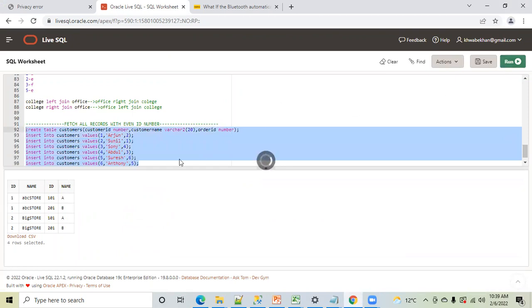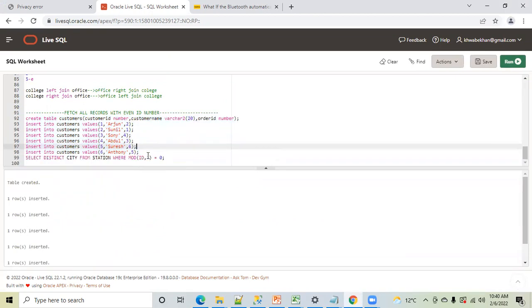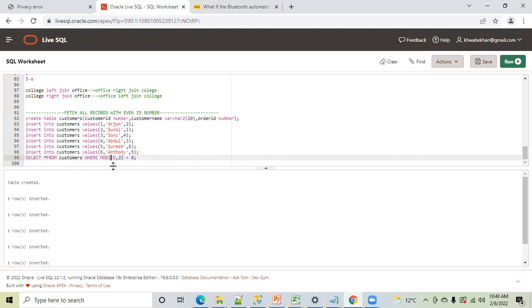Okay, so now I'm creating a new table, the customers table. You can see, and this is the data. Now this is the query: select star from customers where mod of customer ID. I'm running this query.